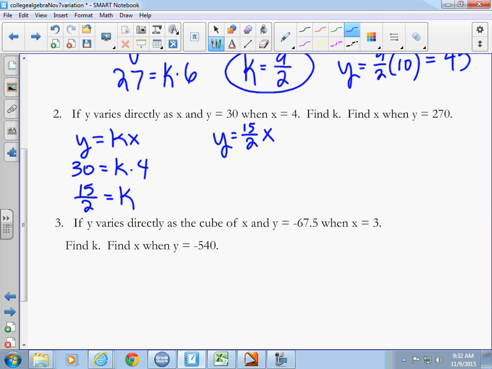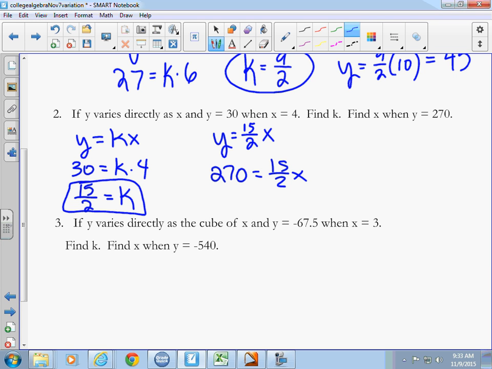This question is a little, not huge, but slightly tougher. Why? I can't just multiply by 270 because 270 is the y value. So I found k, found my equation. So I'm going to write 270 equals 15 over 2 times x.